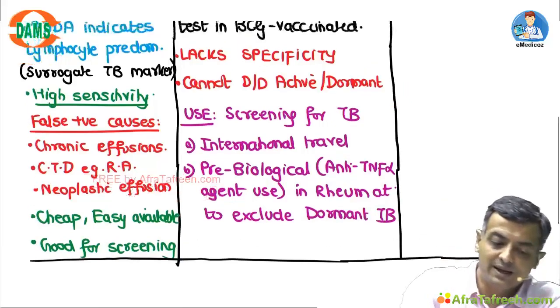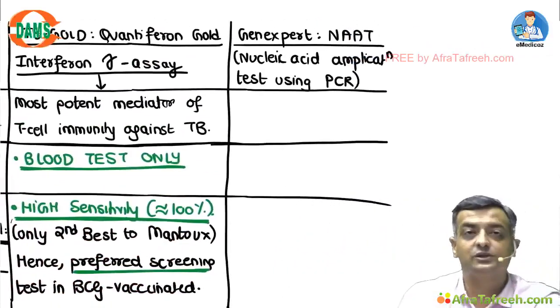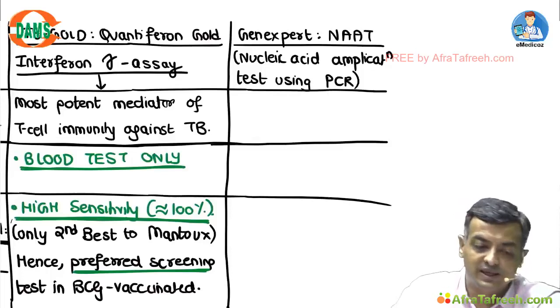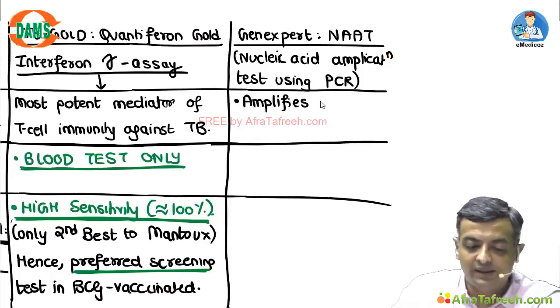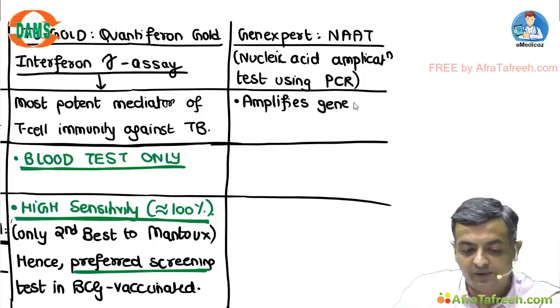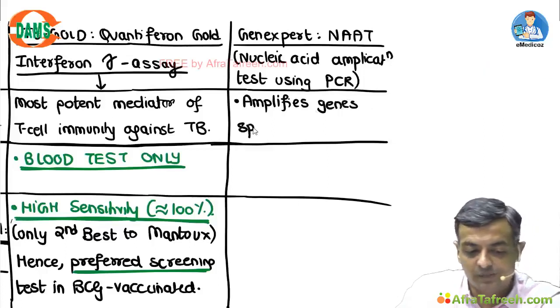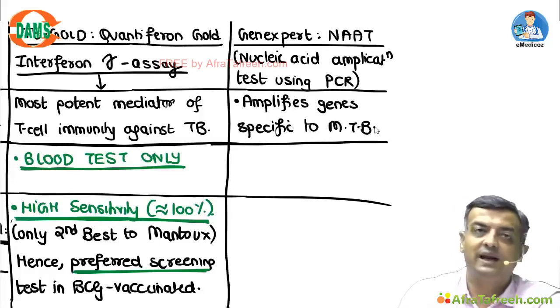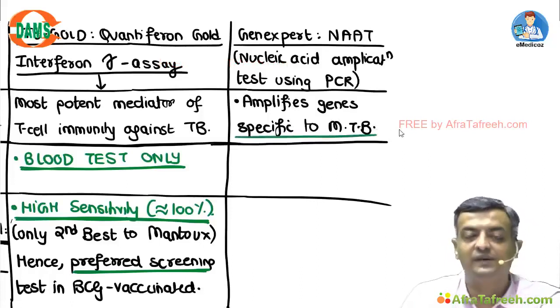On the other side, last column, we have the GeneXpert. So what is the advantage? GeneXpert uses nucleic acid amplification using polymerase chain reaction. It selectively amplifies genes or nucleic acid specific to MTB, Mycobacterium tuberculosis, and that is why it is going to be specific.